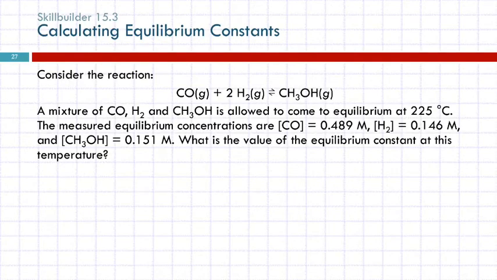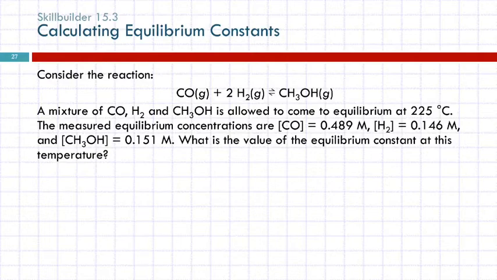Well, let's do another example where we calculate an equilibrium constant. So here we have this reaction, carbon monoxide and hydrogen forming methanol. We've got this mixture, and we allow it to come to equilibrium at 225 degrees Celsius. They're just telling us that, and we're like, oh, okay, thanks. I don't need that, but there it is. We don't need to use that at all. The measured equilibrium concentrations are given. What's the value of the equilibrium constant?